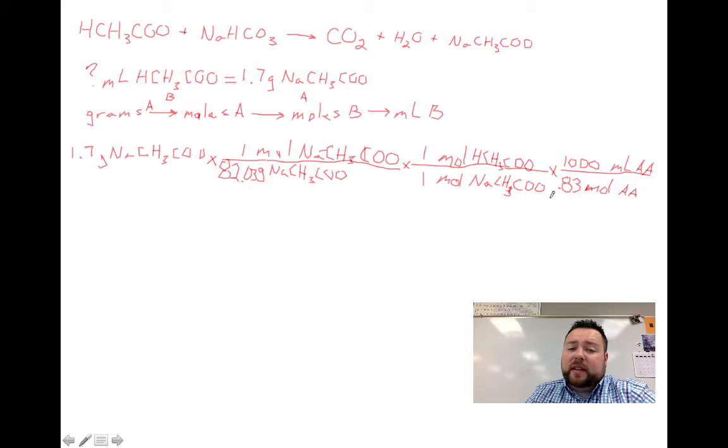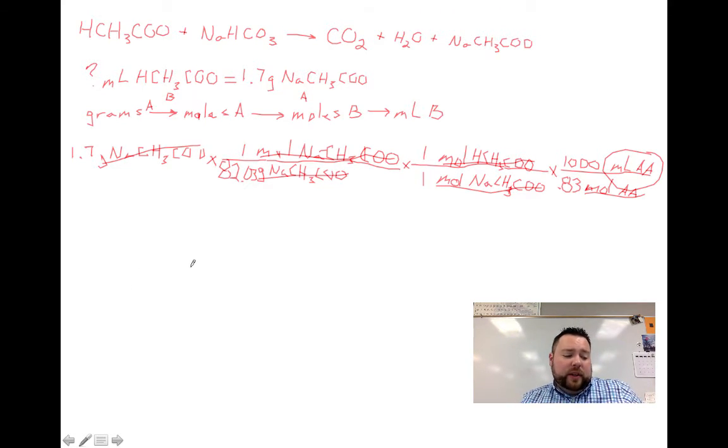But now, if I take a look back, my labels all match. So I have grams of sodium acetate, so I'm going to cancel that out. So I have it on top, I have it on bottom. I have moles of sodium acetate on top and on bottom. So I'm going to cancel that out as well. And then I have moles of acetic acid, which I'm going to cancel out. So that leaves me with milliliters of acetic acid. So if I take a look at that, that matches what I wanted to find. And so now I can just solve.